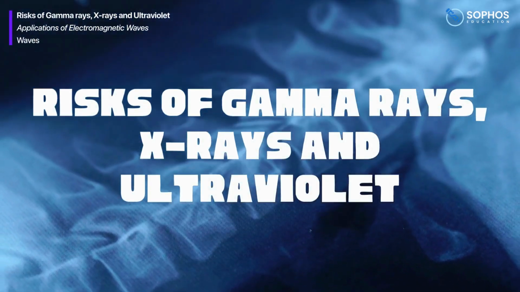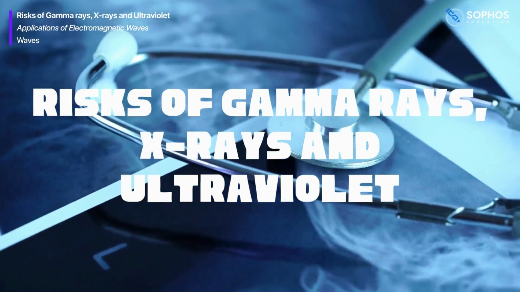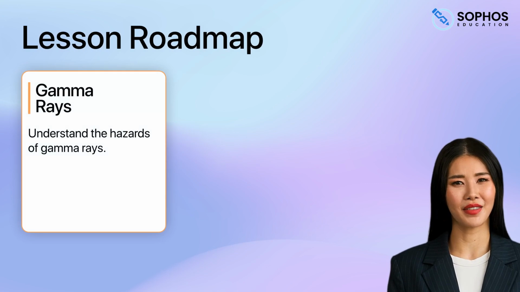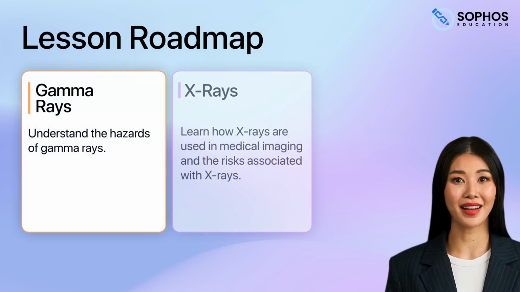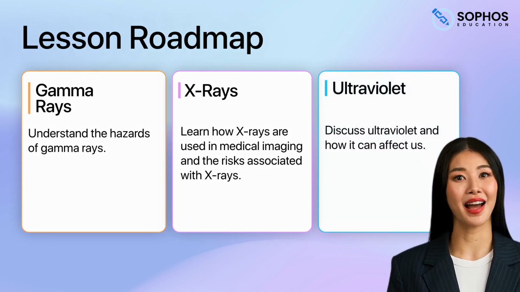Hello and welcome to today's lesson on the risks associated with gamma rays, X-rays and UV radiation. Today we will first understand the hazards of gamma rays. We will then learn how X-rays are used in medical imaging and the risks associated with X-rays. Finally, we will discuss ultraviolet and how it can affect us.